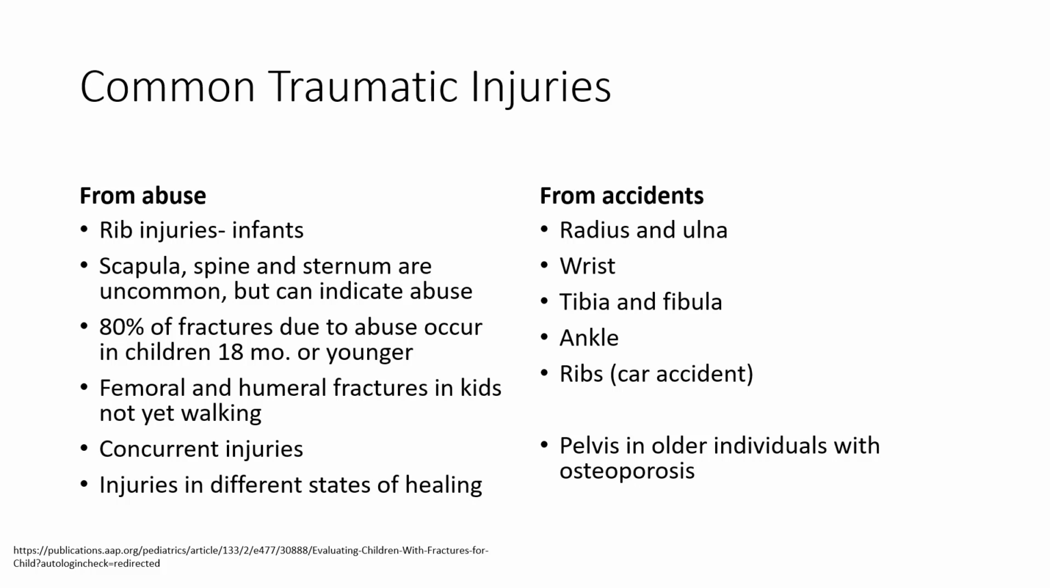Auto accidents will cause injuries to the ribs. Injuries and broken bones in the pelvis are going to be common in older individuals with osteoporosis as these bones weaken and as they form a core part of the body. As they get weaker, these can be injured very easily.